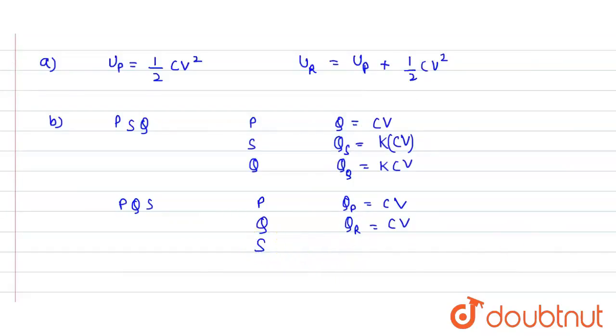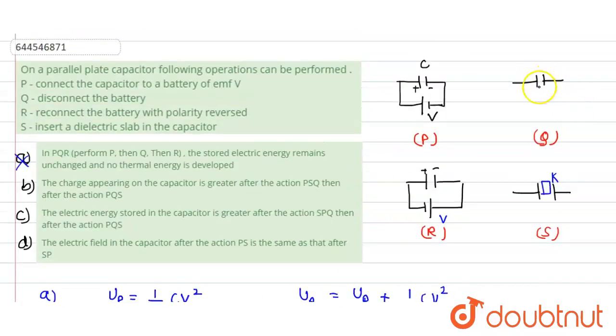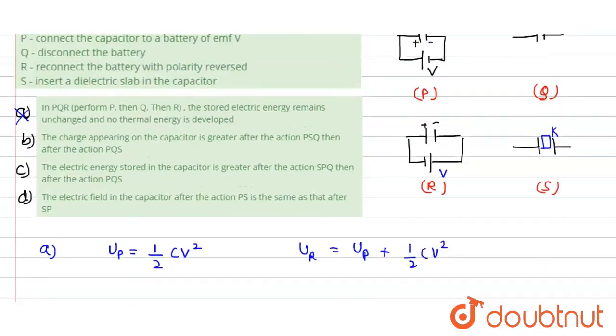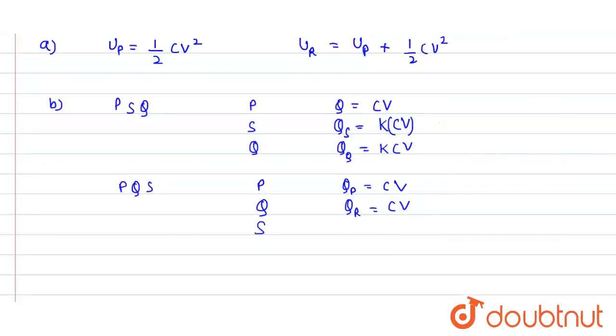Now in S, what are we doing? We are just inserting the dielectric into this. If we insert the dielectric, what will happen? Because we are not changing the potential of the capacitor, charge would remain the same even though we insert the dielectric. So our charge in situation S would be C into V.